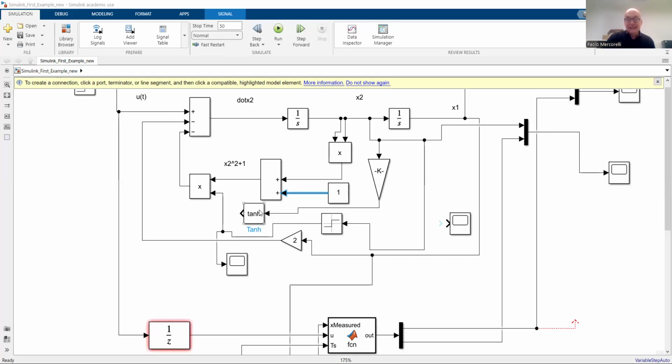I tried to replace this element here. This is multiplied by x2, no? Sgn of x2. This is the argument of this block here. The block is the function. But I can throw away this.